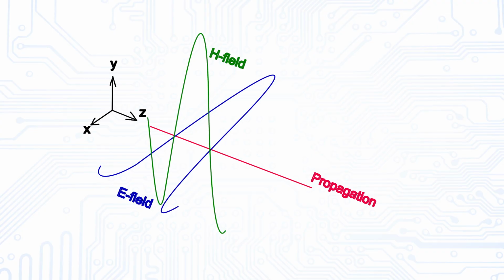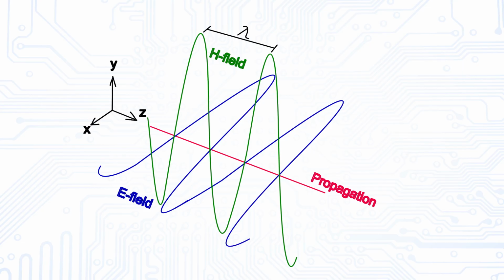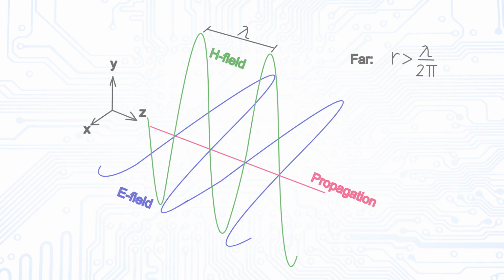Before we go on, let us clarify what we mean by a near or far field. The graph shows a typical propagation of an electromagnetic field. The wavelength is designated by the symbol lambda. The near field is defined for distances smaller than lambda over 2 pi. The far field applies to distances greater than lambda over 2 pi. But keep in mind that this is just a coarse rule of thumb, as this depends on the geometry of the antenna. Back to our diagram.